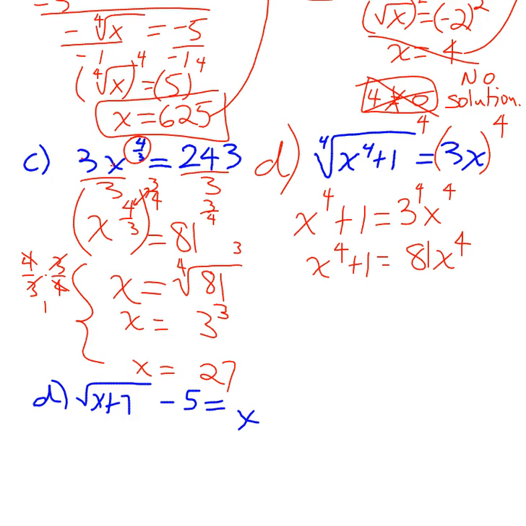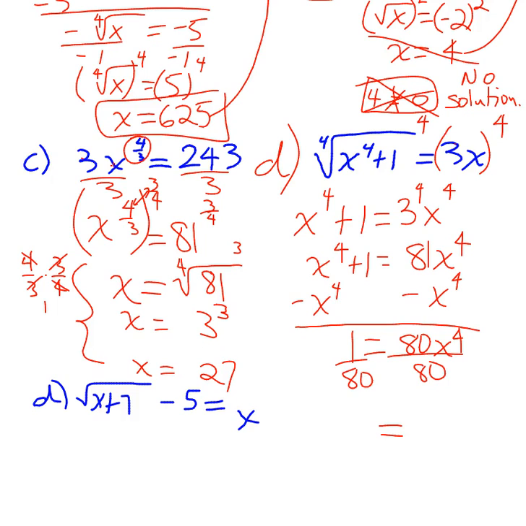Now wait a minute. To solve, don't I have to collect all my x's? So I'm going to subtract x to the 4th across. When I do, I get 1 equals 81 minus x to the 4th minus 1 x to the 4th is 80 x to the 4th. Okay. Dividing both sides by 80, I get x to the 4th equals 1 over 80, and then I take the 4th root of both sides. When I do that, I get x equals, I got my x alone. Well, let's see here. The 4th root of 1 is 1. The 4th root of 80 is the 4th root of 80, right?